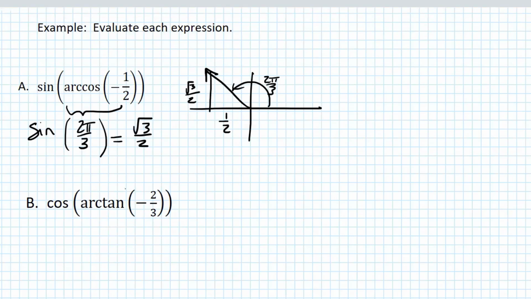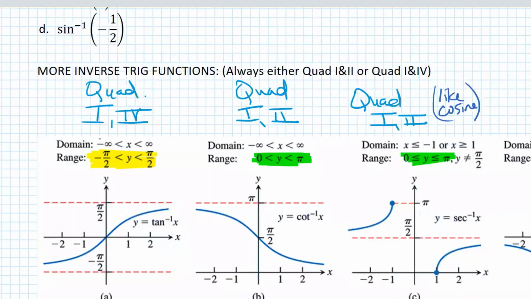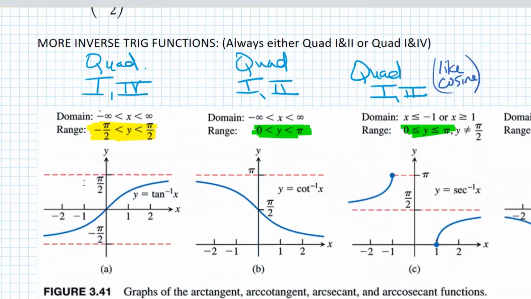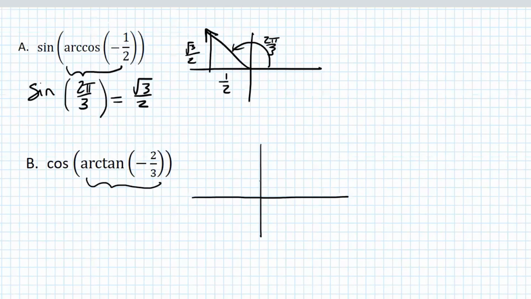So what I mean by that is, arctan, which quadrants is arctan in? Let's go back up and look. Arctan, remember, was between -pi/2 and pi/2. That was quadrants 1 and 4. So we're in quadrants 1 and 4, but we're negative. So that means that we must be down in quadrant 4, because the tangent is negative.